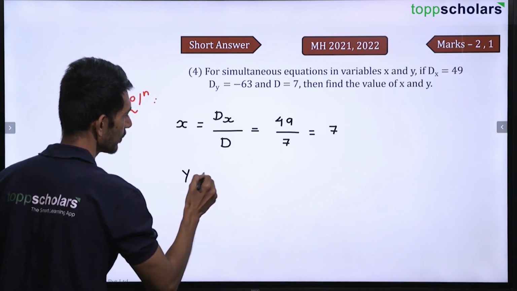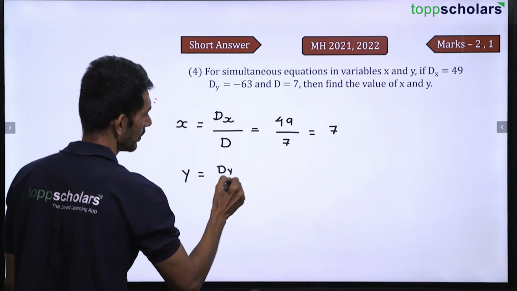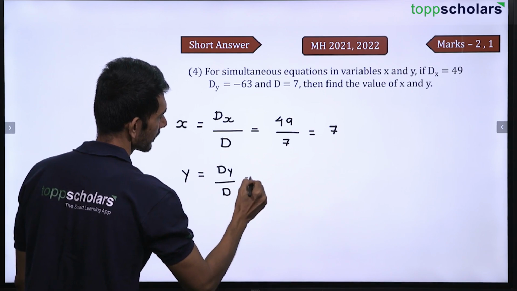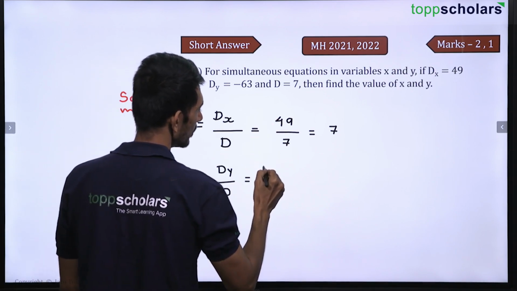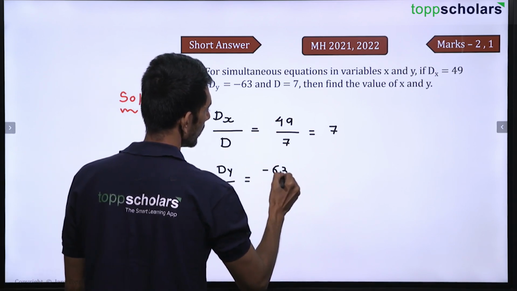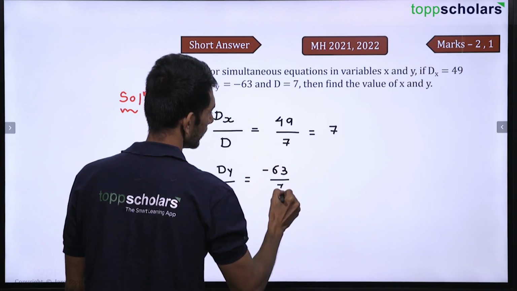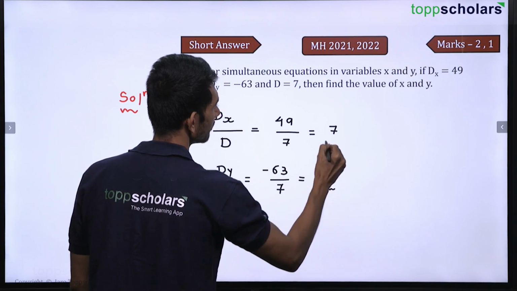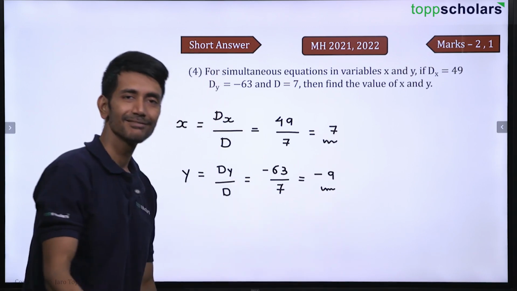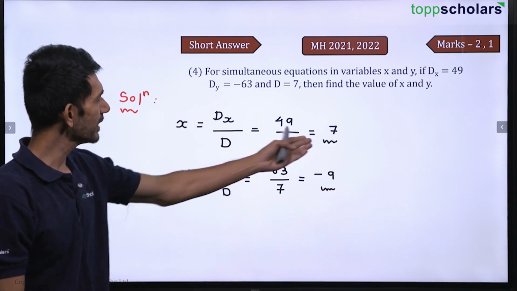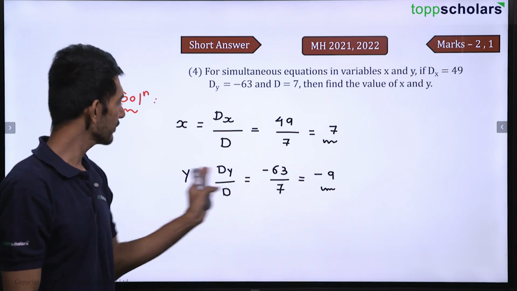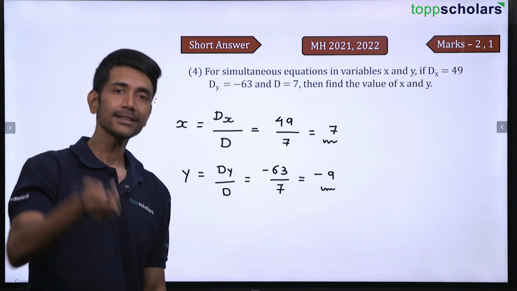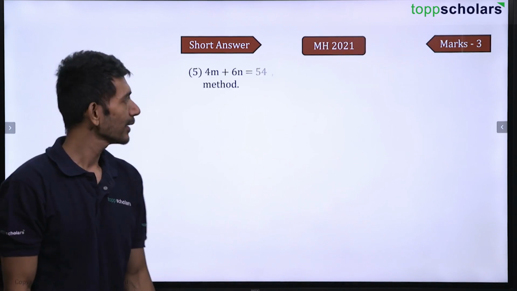We know that y is equal to dy by d. That is equal to minus 63 by 7, which is equal to minus 9, right? That's it. Find the value of x and y. Dx by d is x, dy by d is minus 9. And this we have also studied in Cramer's rule, right? Now let's see a new question.